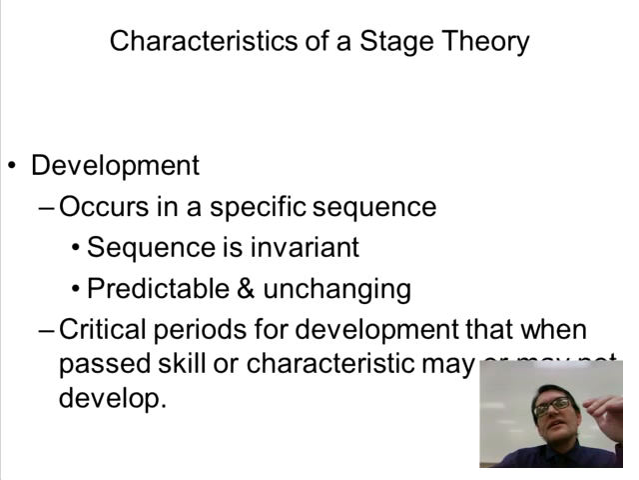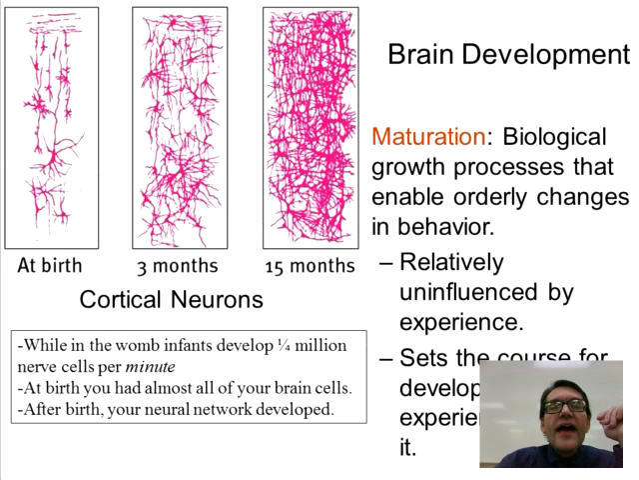So, these stage theories seem to correspond to brain development, right? That is, the brain is ready at certain points to receive certain information. We find here, for example, a number of cortical neurons, all right? And you see at birth, and then at 3 months, and at 15 months. What's actually pretty interesting is the number of cortical neurons will drop off quite a bit as the infant develops. The infant gets all of these neurons in their brain, which is all potential, wow, and then it's just massive interconnections.